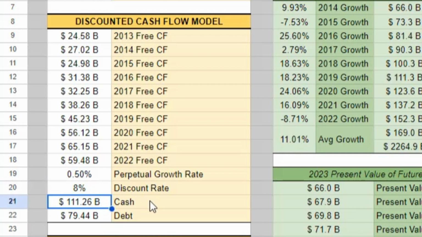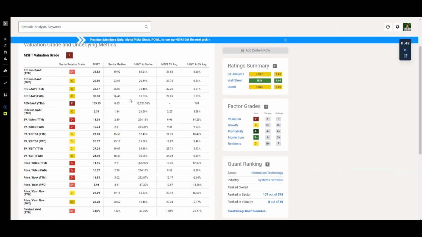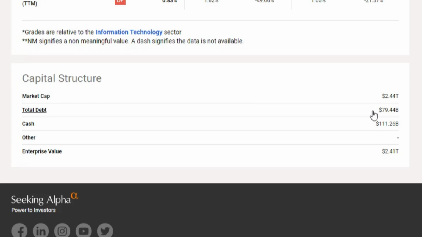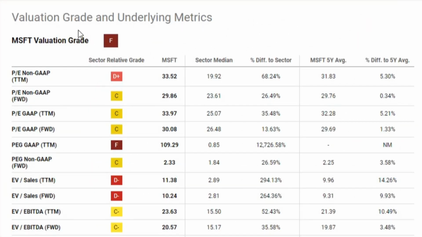And the cash number, or total cash on hand for Microsoft, and the total debt, we can find that over on Seeking Alpha, real simple. Over on the valuation tab, if we come all the way to the bottom, we can see their total debt of $79.44 billion and total cash of $111 billion. I'll just take a peek here at Seeking Alpha's valuation grade. They're giving it an F, which is pretty much the worst score. I'm not sure if you can even get an F minus, but hold on to that and we will compare that to what we get on our investing calculator.